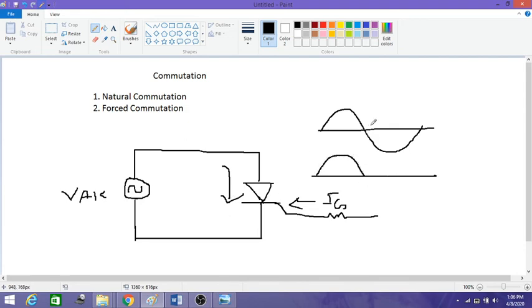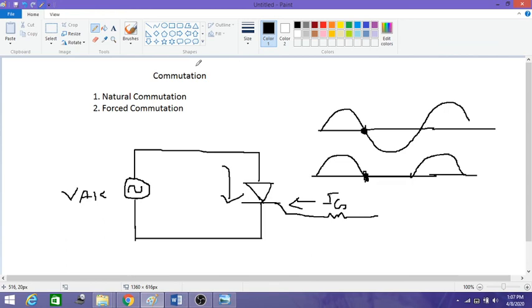And during the negative cycle, at this zero point, what happens? The SCR does not conduct in the opposite direction. SCR will only conduct from anode to cathode. It does not allow the current to flow from cathode to anode. So in a natural commutation process, since it is an AC voltage, the SCR will automatically turn off. It will come to the off state during the negative half cycle, and during the next positive cycle, if the gate current is given, it starts conducting.